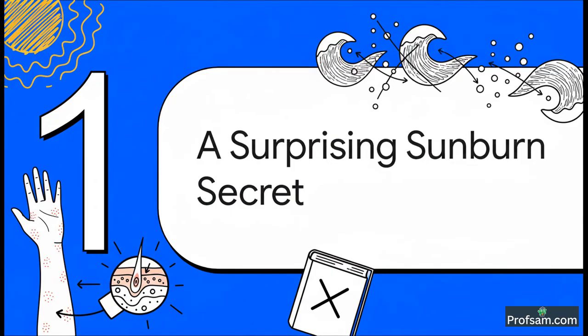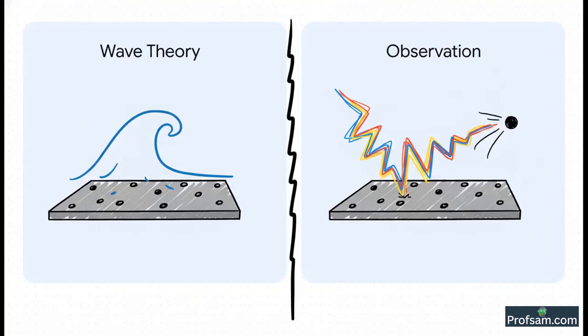Why does it seem like the color of the light is more important than how bright it is? To solve this little sunburn secret and the much bigger puzzle of the photoelectric effect, we first have to understand why the old, trusted rule of physics, something called classical wave theory, just completely failed to give the right answer.